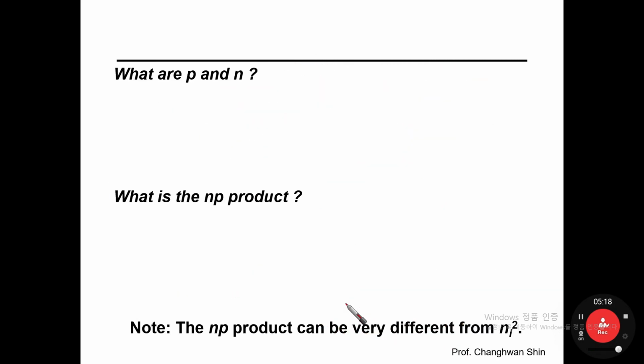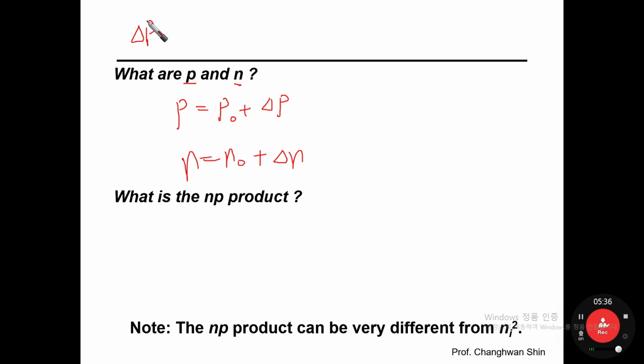Okay. Then now let's move on to the next question. What are p and n? So p is defined as this, right? And n is defined as n_0 plus delta n, right?